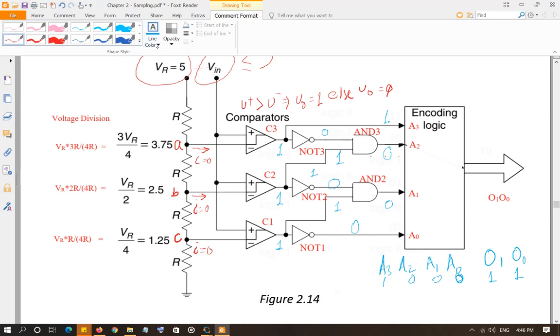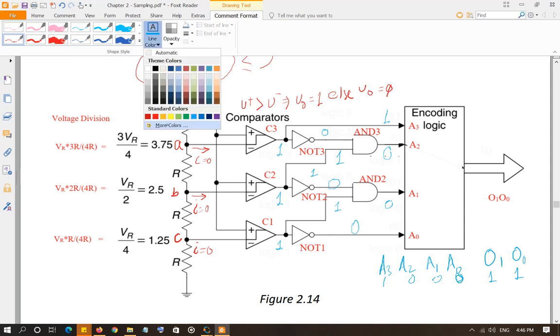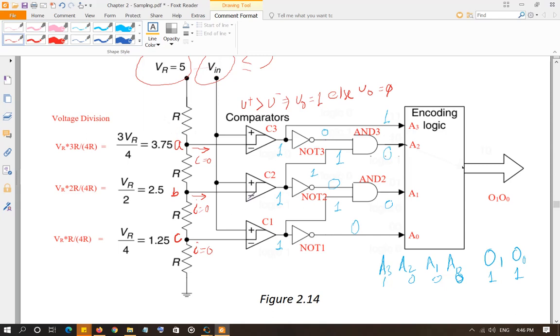Okay, I'm going to go ahead and change the color of my line again. Let's say I choose orange. Now let's assume your input voltage is greater than 2.5 volt but less than 3.75 volt, right? Greater than 2.5 volt but less than 3.75 volt.